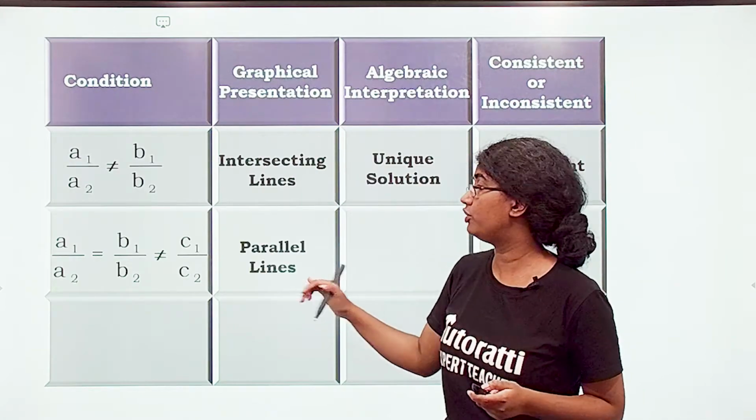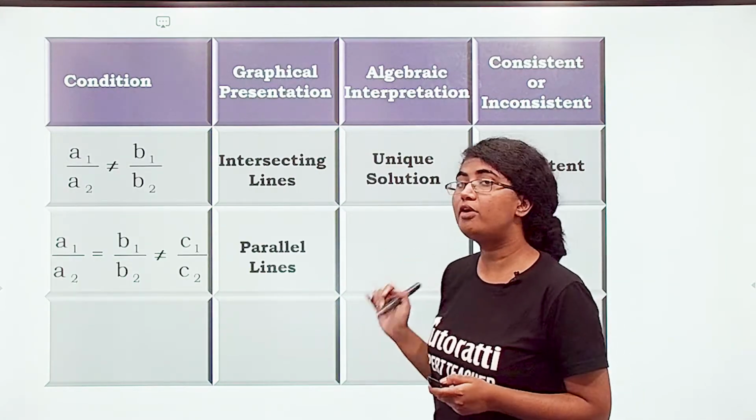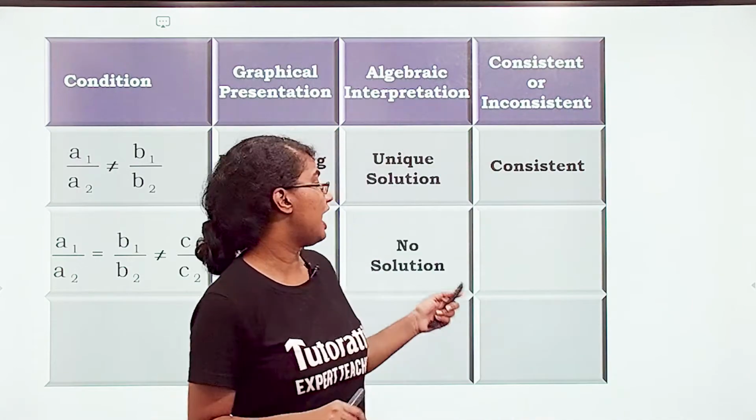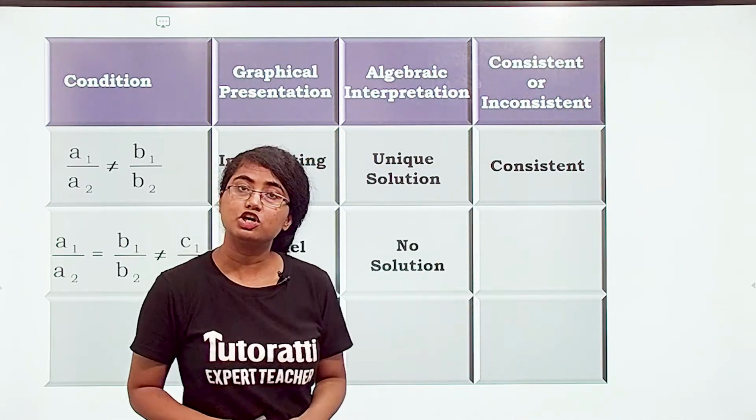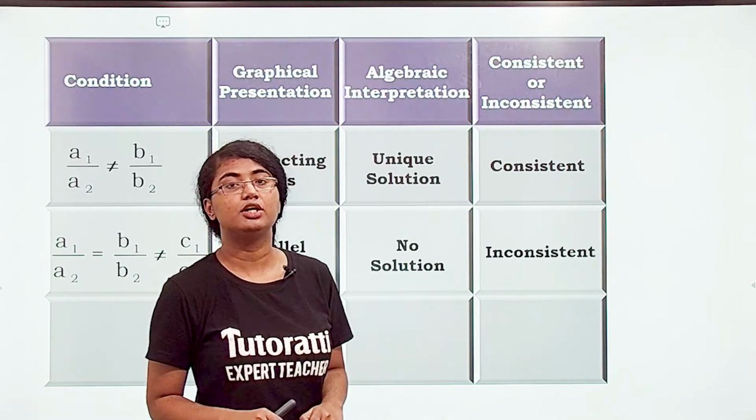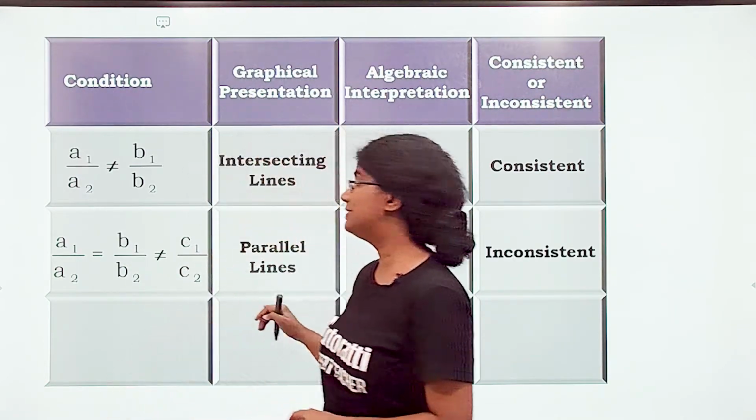Parallel lines. Okay, we are going to get parallel lines. What about the algebraic interpretation? It will have no solution. Consistent or inconsistent? It is inconsistent. Okay, so this is the second condition.